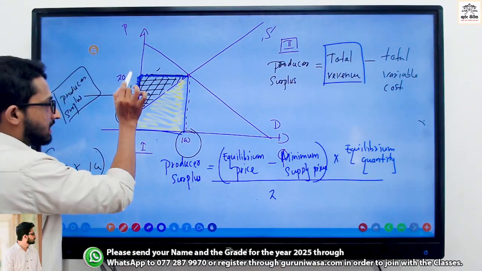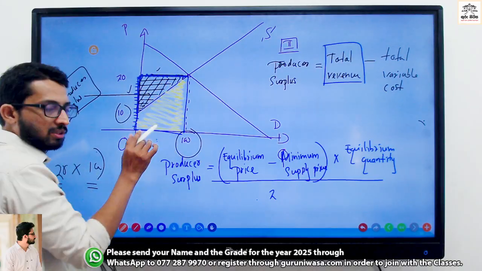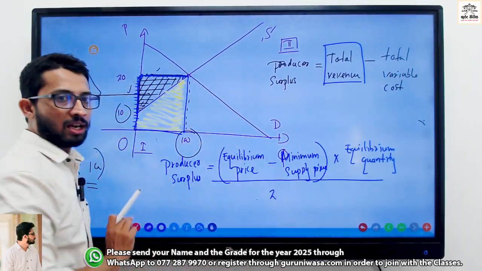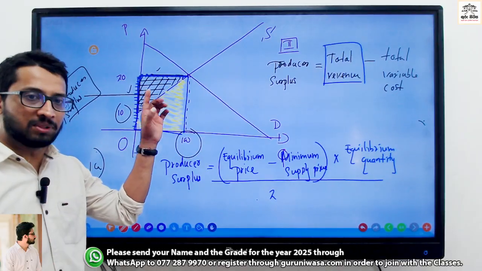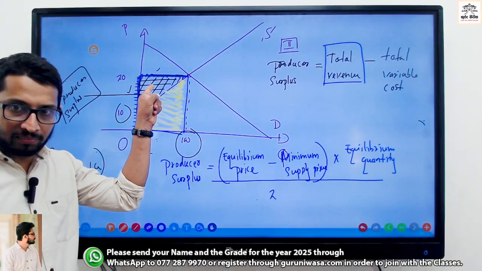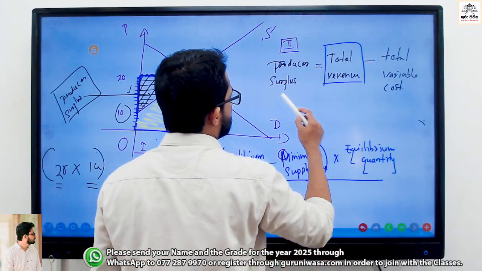Okay, children. This is the total revenue, meaning the total area of the entire rectangle, minus this yellow-colored one. Then what is the part left? This black one, right? It is the producer surplus. So you can calculate producer surplus using this equation as well.